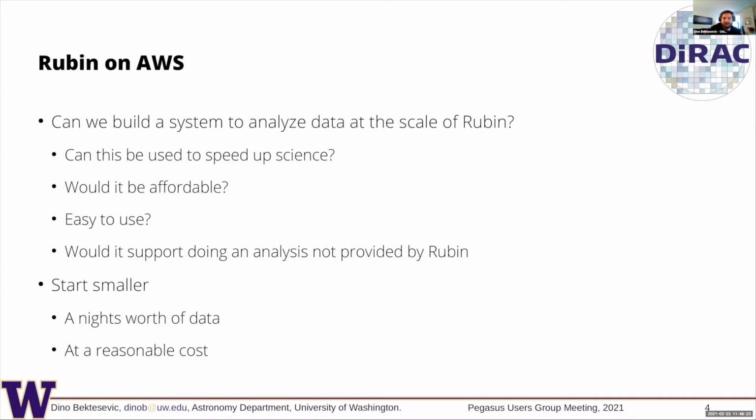So we started asking ourselves at the DiRAC Institute, where I'm a fellow, could we build a system that would allow users to process data at the sizes of Rubin, and could they use that to speed up their science? Could this be affordable and easy to use, and could it support users that want to do a custom analysis of the data that will not be provided by Rubin? Thinking about this need for scalability and shareability of the code, while maintaining low cost, we were naturally led to a cloud compute model. So with that, we decided to give it a go.